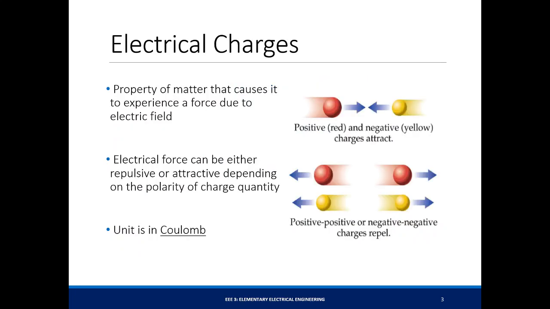So, electrical charge is basically a fundamental quantity of matter. It's a property of matter that causes it to attract or repel or experience a force due to what we call an electric field. So if there's an electric field and the particle has a charge, then the charge experiences some force. So the electrical force can be repulsion or attraction depending on the sign of the charge. We have the positive charge and the negative charge. Positive and negative charges attract each other, while same sign, positive to positive or negative to negative, repel each other. The unit of charge is the coulomb.